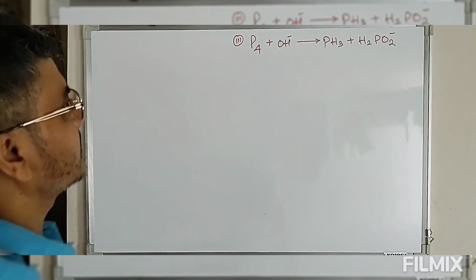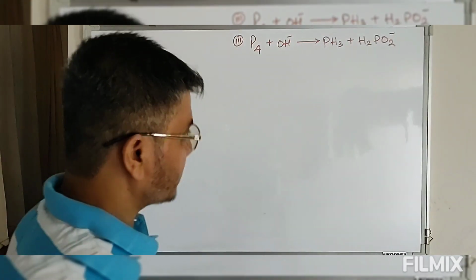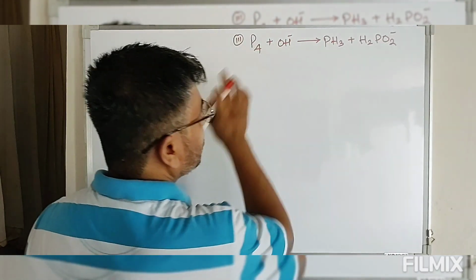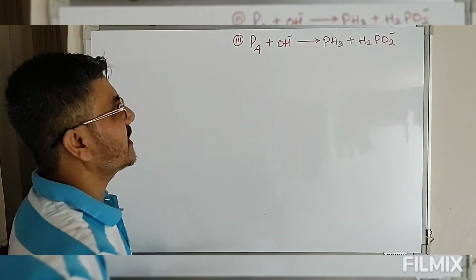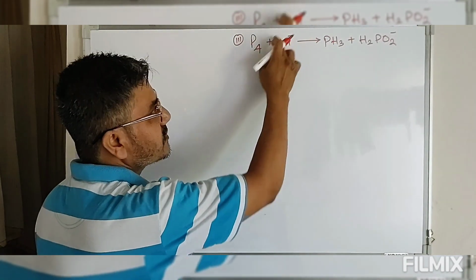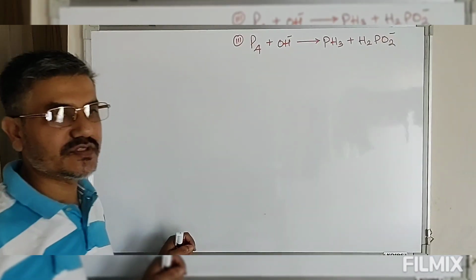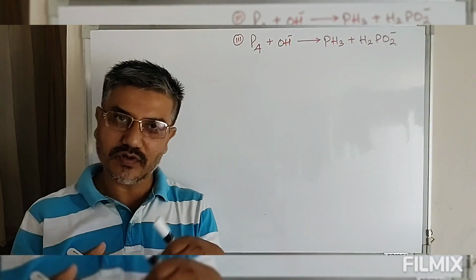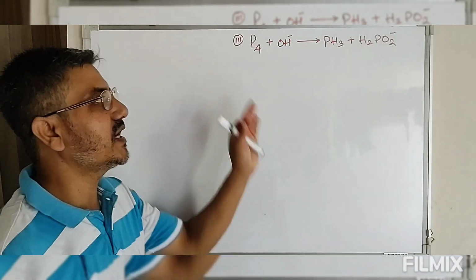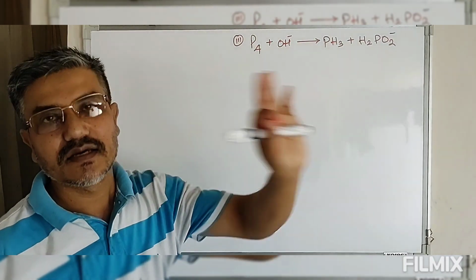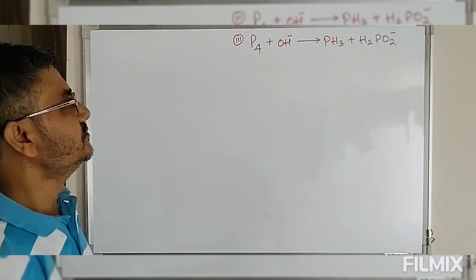Let's check this reaction. This reaction we have to balance. Now look at this. The medium is not specified, but here OH minus is used. Since OH minus is used, this is hydroxide ion, so the medium should be basic medium. So we have to balance this reaction in basic medium.